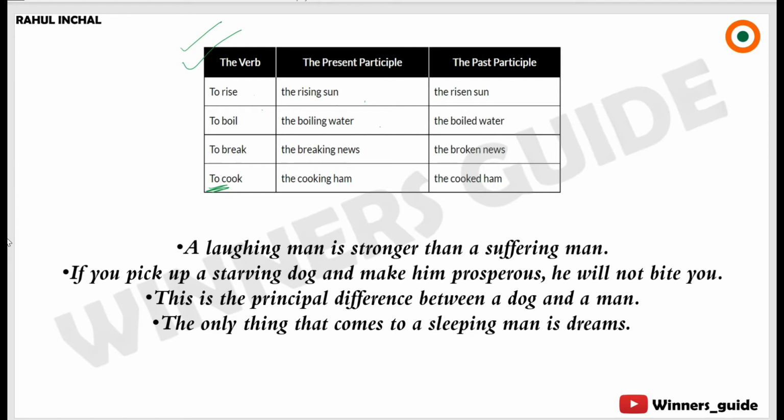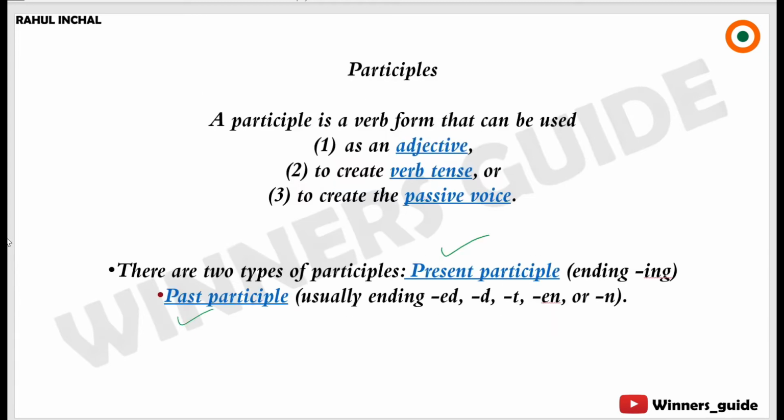A laughing man is stronger than a suffering man. If you pick up a starving dog and make him prosperous, he will not bite you. This is the principal difference between a dog and a man. The only thing that comes to a sleeping man is dreams. These were a few examples. I want you to go through this table once and understand what is present and past participle, to understand it in a better way.